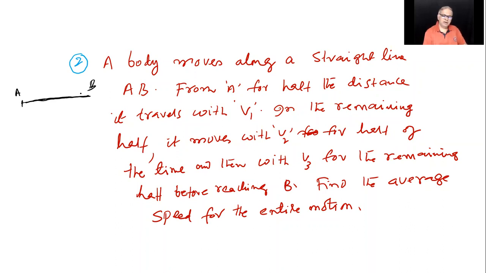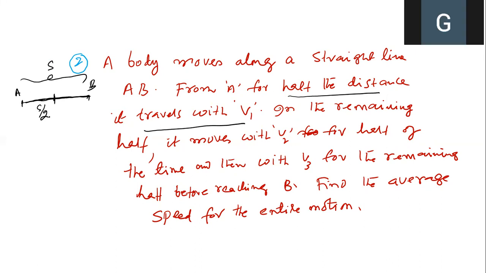So AB, from A, half the distance it travels with V1. Somewhere here, this distance is the total distance, if you call it S, for example. So this S by 2 is covered with V1. Should I not find the time for it? Because for the average speed, I want distance by time. So time t1 equals, can I say, S by V1? Yes, sir.